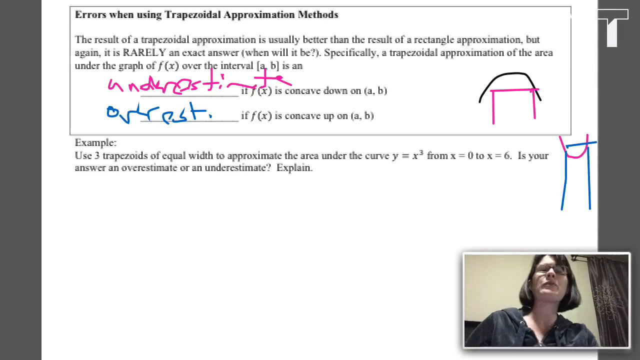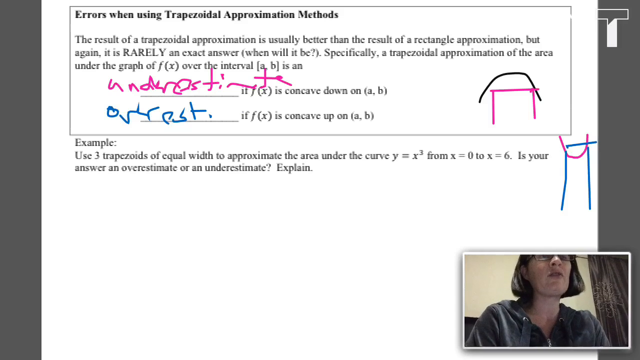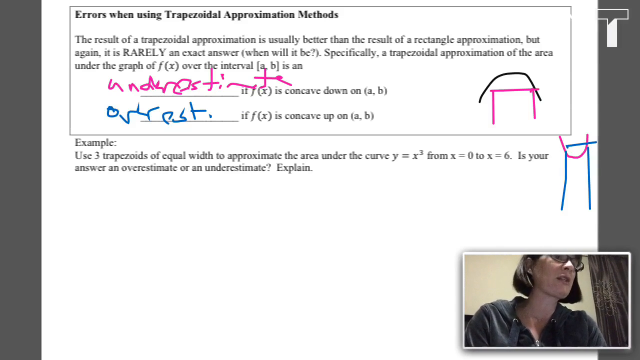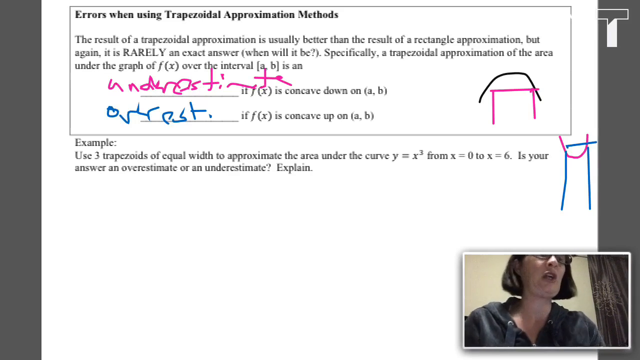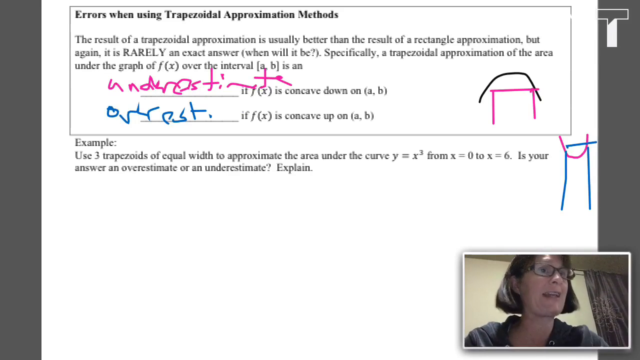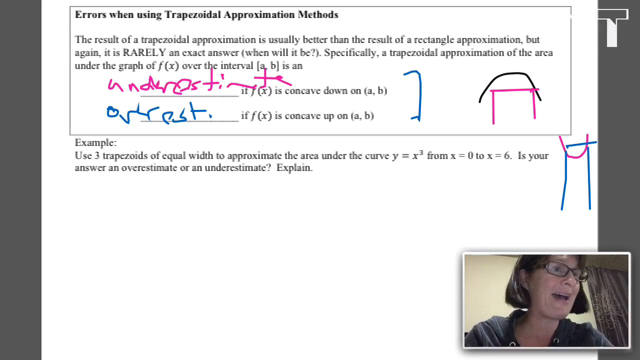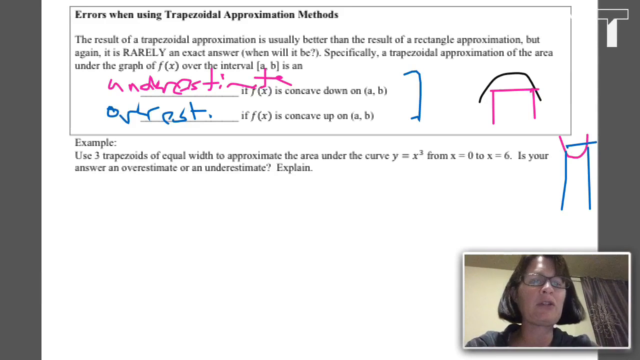All right, so let's try this example. Use 3 trapezoids of equal width to approximate the area under the curve y equals x cubed from x equals 0 to x equals 6. Is our answer an overestimate or an underestimate? The only way we're going to be able to justify that answer is to check the concavity of f. So let me make a picture.